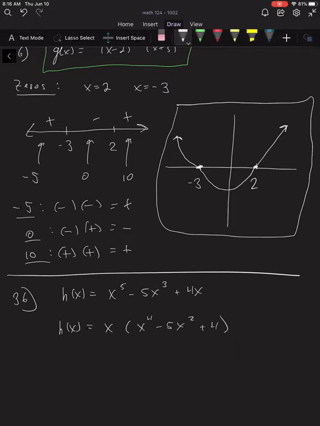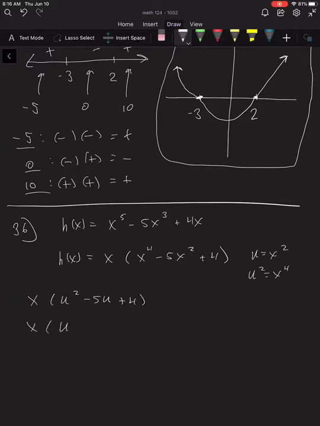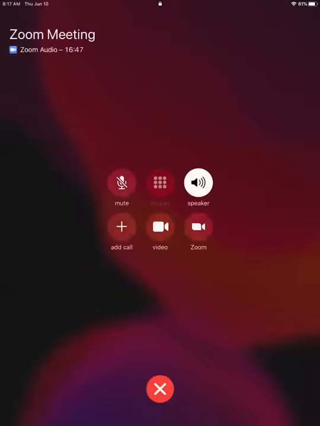So remember, we had the technique to factor the ones that look like this. We needed to do a u substitution type thing. So for this one, we're going to let u equal x squared. And that means u squared is equal to x to the 4th. So we're going to rewrite this. We'll have x times (u squared minus 5u plus 4). And then we could factor that. So that's going to be (u minus 4)(u minus 1). And then we plug in our u's. So this is going to be x, and u is x squared.